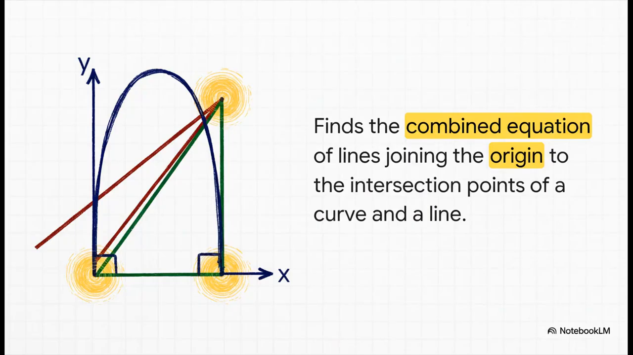And for our final pro tool, we've got something called homogenization. Now, the math can get a little heavy here, but just think of it as a special tool. It lets you look at where a straight line cuts through a curve, and it instantly spits out the equation for the two lines that connect the center of our grid, the origin, to those exact intersection points. It's a very specific tool for a very tricky job, but man, when you need it, it's a lifesaver.